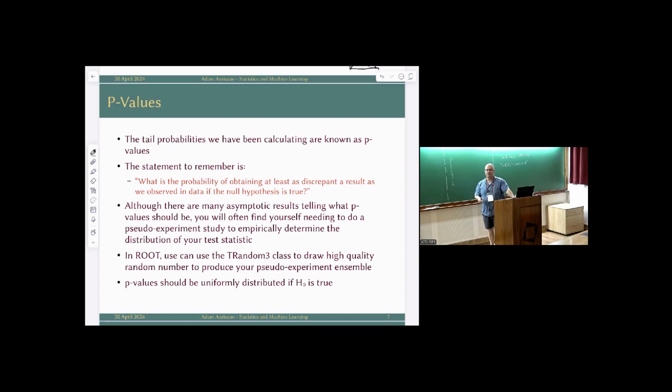The other thing to know is that if you ran your experiment many times and got your p-values, your p-value should be uniformly distributed if your null hypothesis is true. So you actually have an equal chance of getting any particular value between 0 and 1 when you do this.